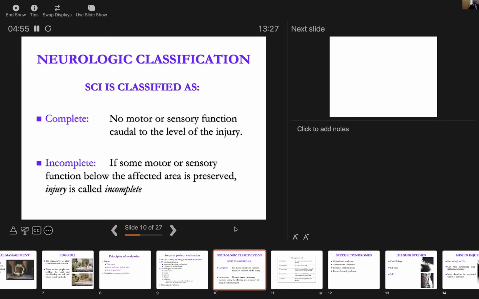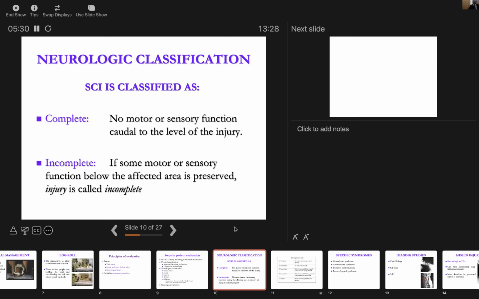We can classify spinal cord injury basically as complete or incomplete. Complete means there is no motor or sensory function caudal to the level of injury. That means at and below that level, there is no sensation and motor function and no sphincteric function, no sacral sparing, that means some contraction of the anus. That means complete cord injury.